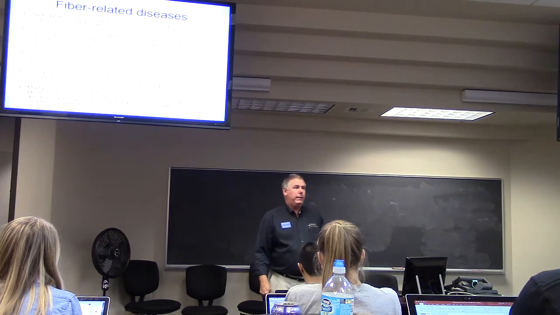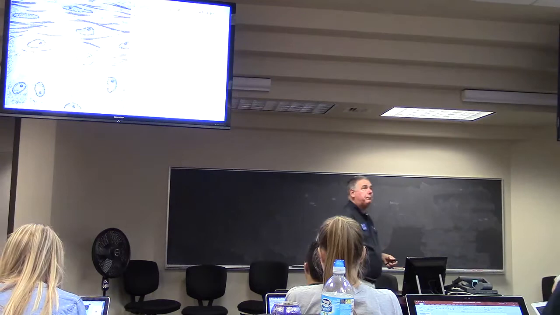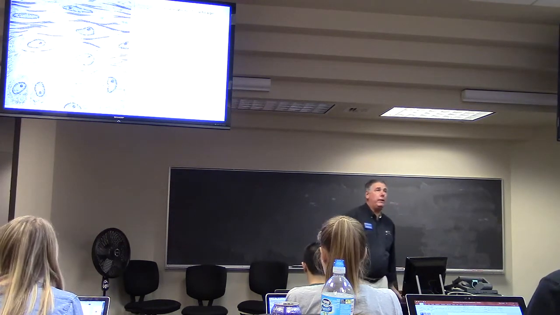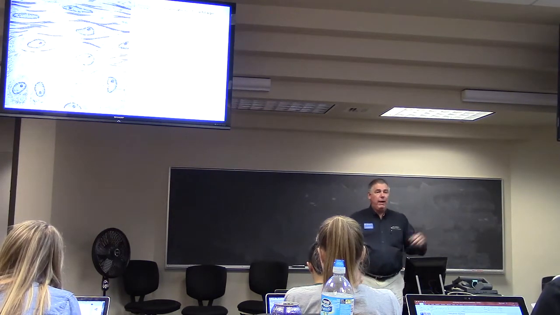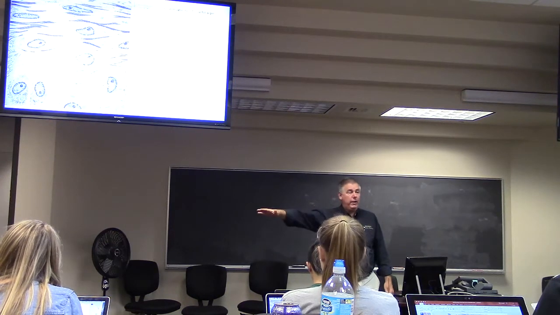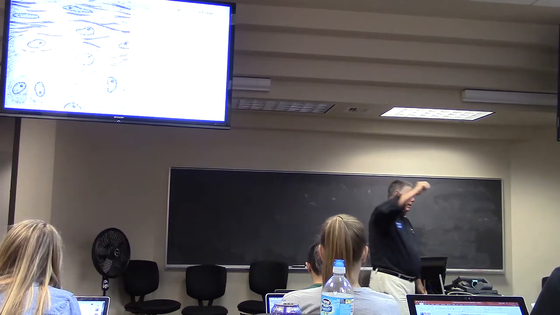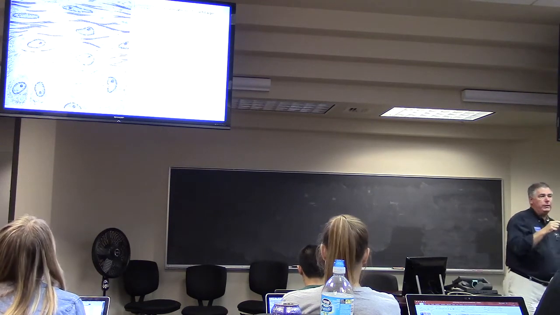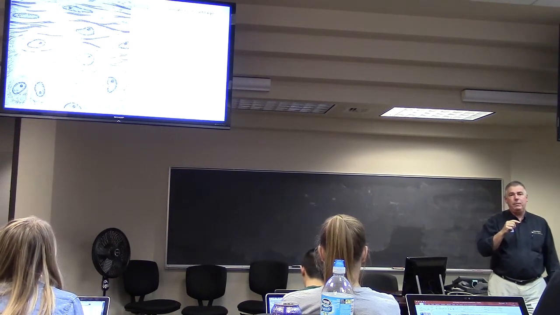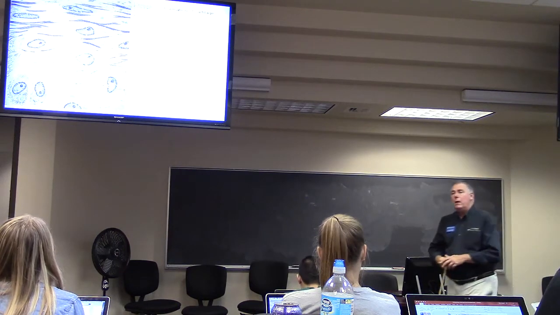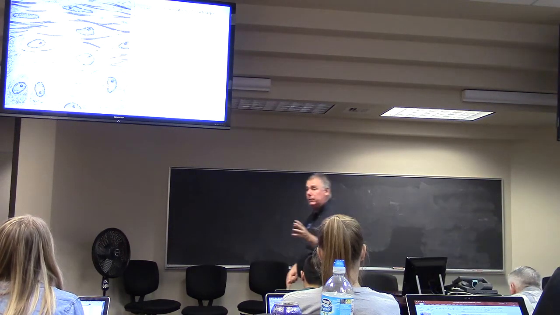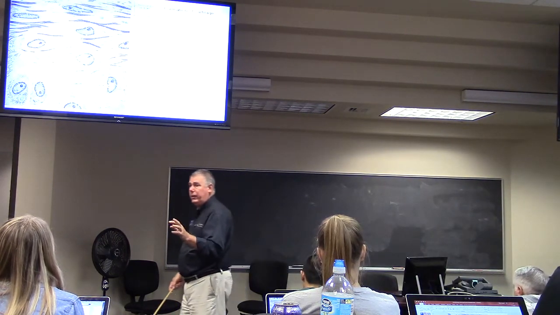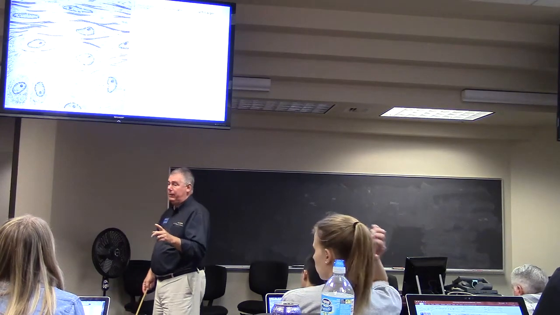So anyway, any questions about that? Okay, formation of cartilage. So we've got fibroblasts over here, and then these cells over here are going to differentiate into cartilage forming cells. There are different types of cartilage. We'll go over the three primary types.